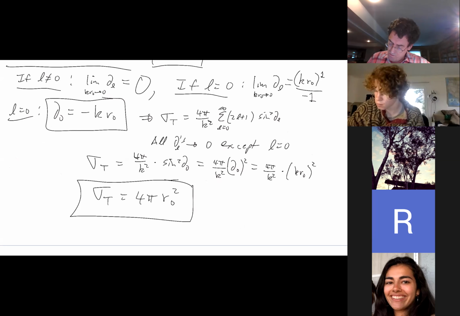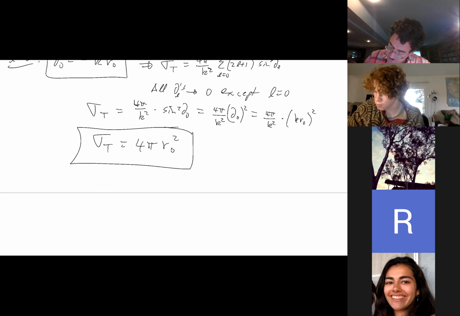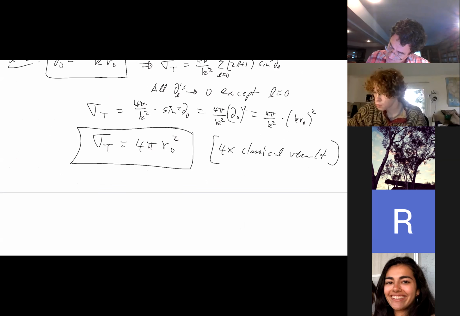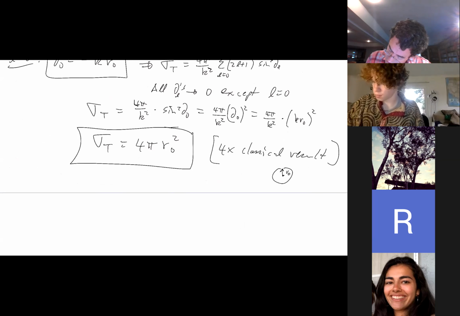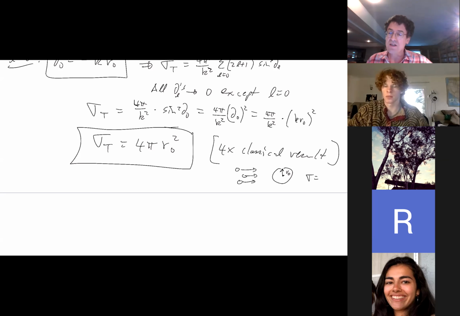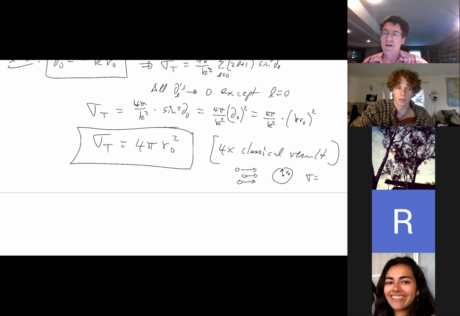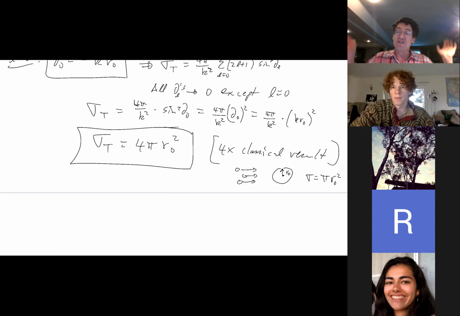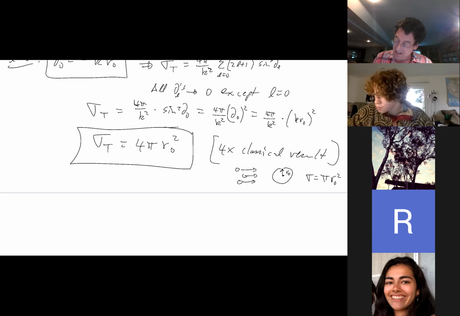And I just want to mention that this is 4 times the classical cross section. Because if I have a hard ball of radius r naught and I'm shooting BBs at it classically, then what is the cross section? Can someone tell me? Just the area that it sees from the front. Exactly, pi r naught squared. But now I see 4 pi r naught squared. And so it's kind of cute because now that's actually the surface area. It's just a funny thing to notice.